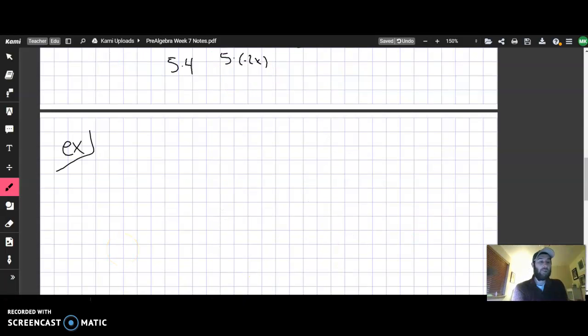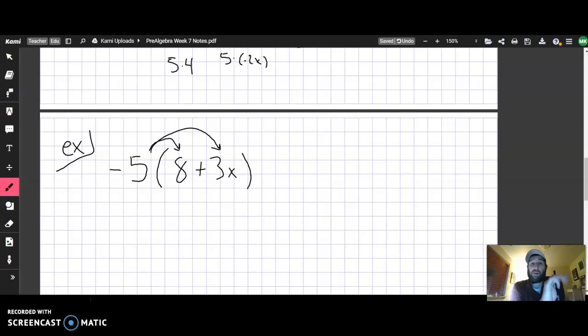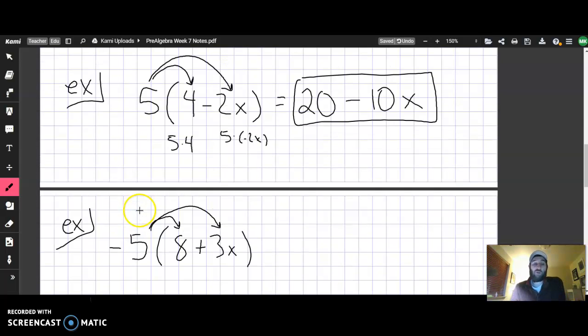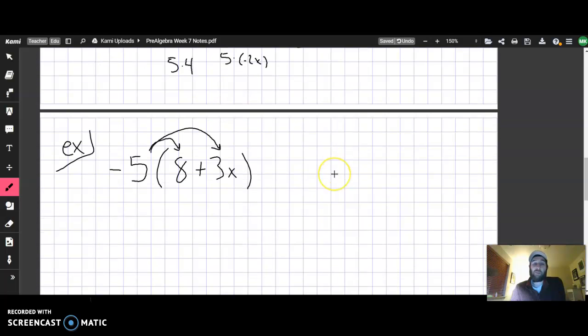Let's take an example where that negative is outside of the parentheses. So rather than a positive 5 like we had before, let's make it a negative 5. So we have negative 5, and I'll change the numbers inside as well. (8 plus 3x). So negative 5 times 8, and then negative 5 times 3x, because we're still going to distribute. We're still multiplying between the 5 and the parenthesis because there's no symbol written, and there's the addition happening within our parentheses, addition or subtraction, as we had subtraction up here in the previous example.